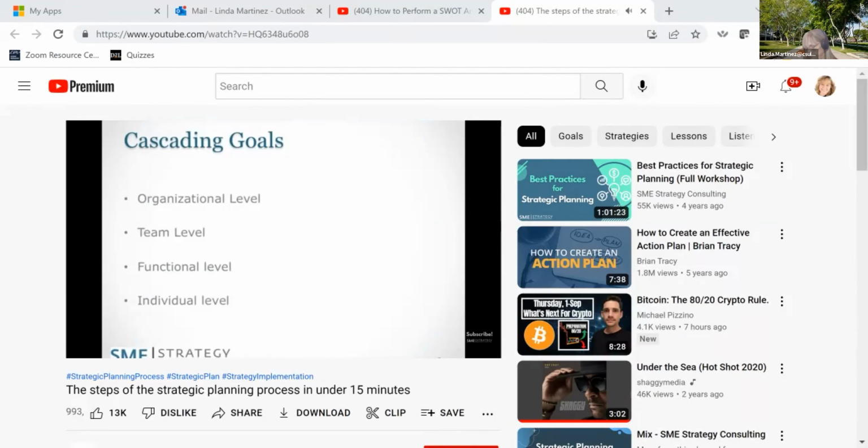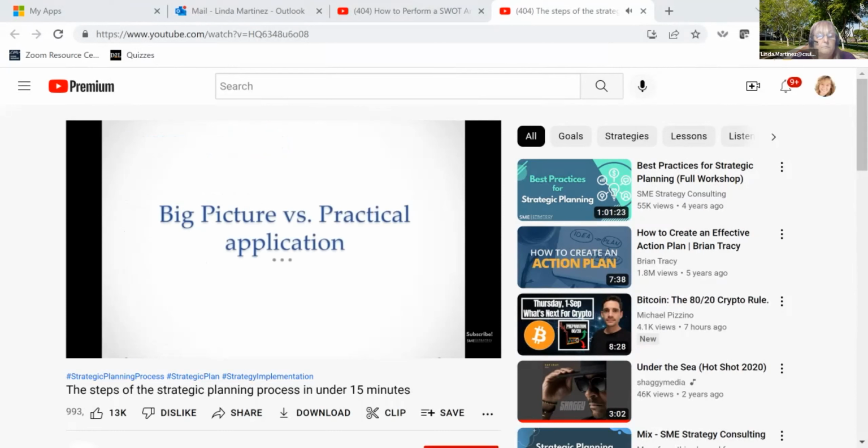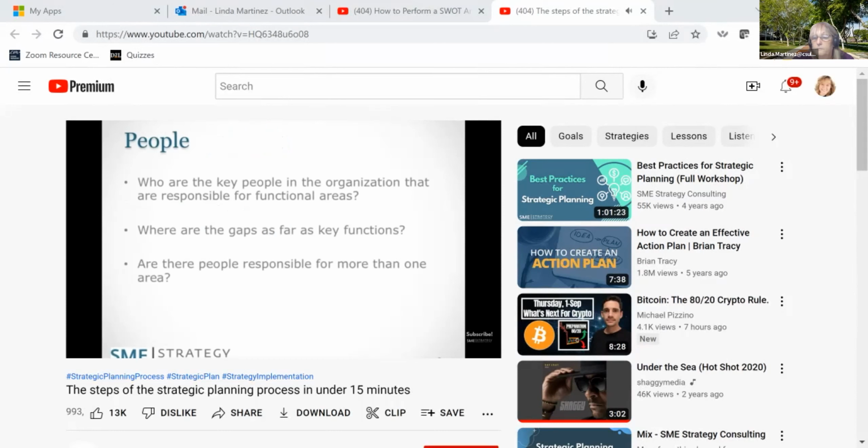So think of the goals from the organizational level, the team level, the functional level, and the individual. They all should roll up into the ultimate goal of the organization. And so this can be designed, can't really be run in one meeting. It needs to be done over time, and everybody needs to know how they can do their part to contribute to the strategy. So big picture versus practical application.